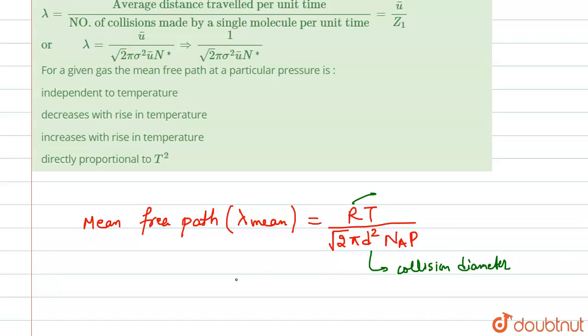So if we look at this, the mean free path of a gas has a relation with the temperature and pressure. It is directly proportional to temperature and inversely proportional to pressure, as is clear in this. So from this relation, we can say that the mean free path of a gas increases with increase in temperature and decrease in pressure. So our correct option for this is option C.